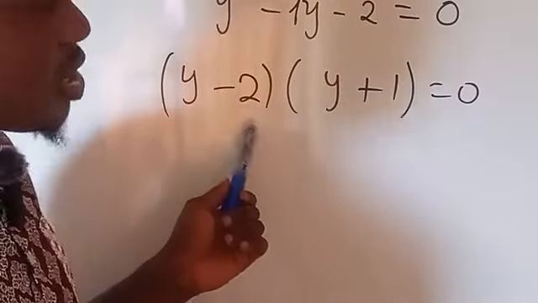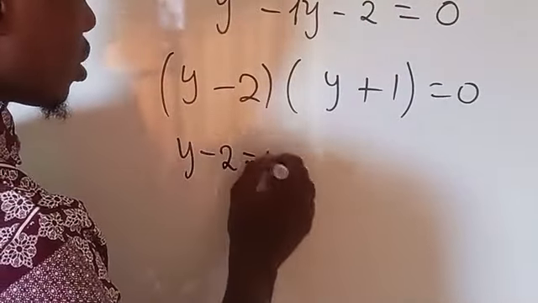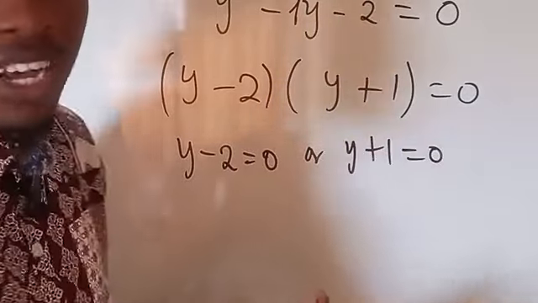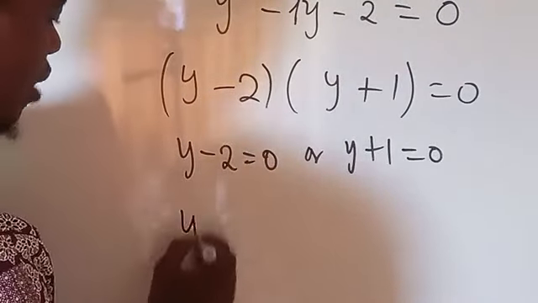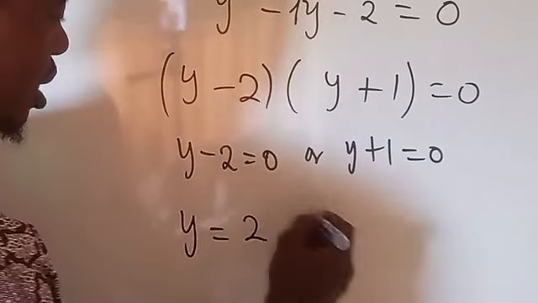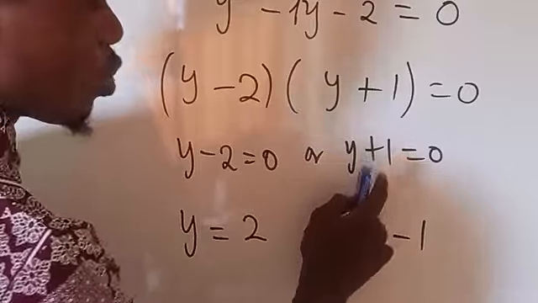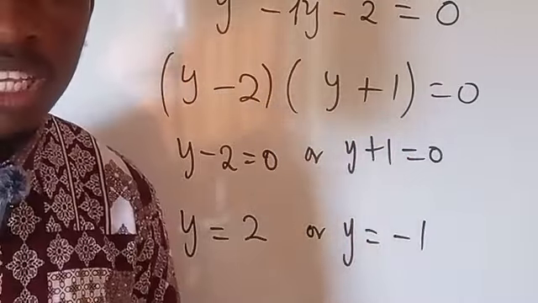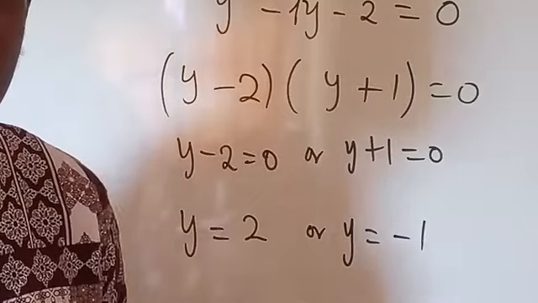Now this is a zero form equation. So it's either y minus 2 equals 0 or y plus 1 equals 0, or both of them are zero. If you have this, it means we have y equals 2 if you transpose this to the right hand side, or y equals minus 1 when you transpose plus 1 to the right hand side. So now we have the values of y.